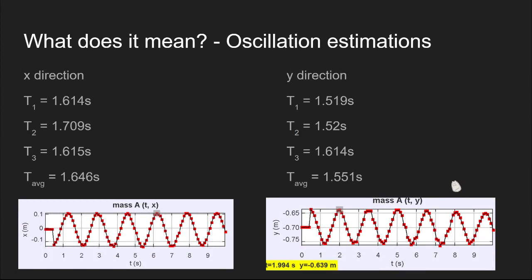For the next part of our what does it mean question, I found the oscillation periods using the x and y graphs by looking at the time intervals between the peaks of the data. Notice that the period of oscillation is slightly different depending on whether you use the x direction versus the y direction. So this means that we will have lots of deviations since the period of oscillation is used to calculate the spring constant, which affects the spring force, net force, and kinetic energy.